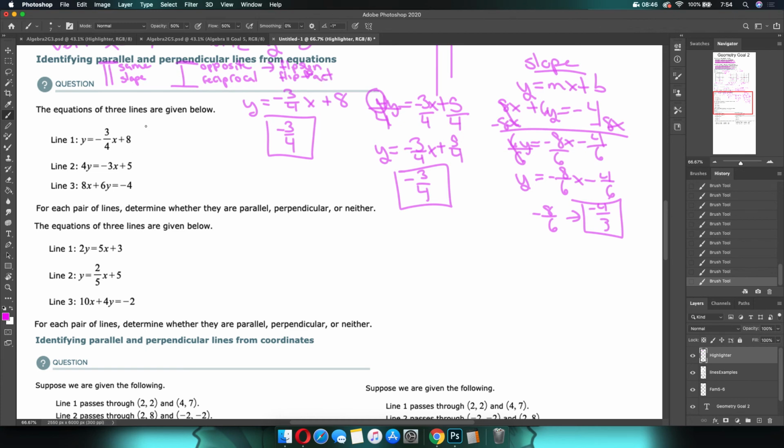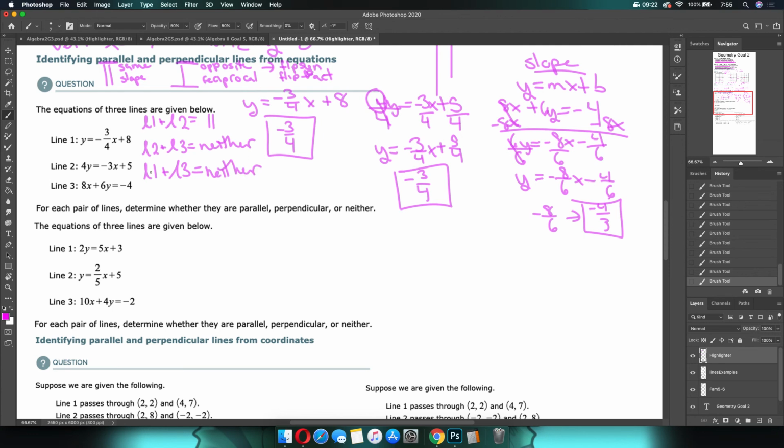So if I'm looking at line 1 and line 2, what do we have? -3/4, -3/4. It's the same slope. They're parallel. All right? Line 2 and line 3. What do we have? We have -3/4 and -4/3. The fraction flipped, but did the signs flip? No. So this is neither. All right? How about line 1 and line 3? -3/4 and -4/3. The fractions flipped, but the signs didn't, so this is neither.